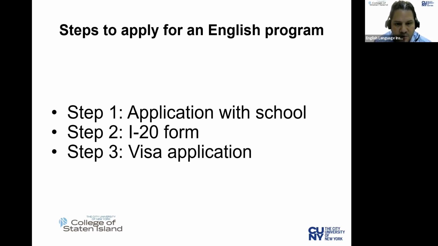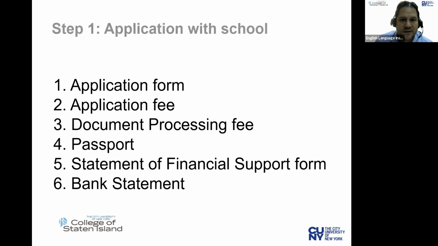So the next step would be getting the I-20. The school should be the one providing the I-20. And the third is the visa application. So that's when you get the I-20, that's on you. All right, so let's see the next one.